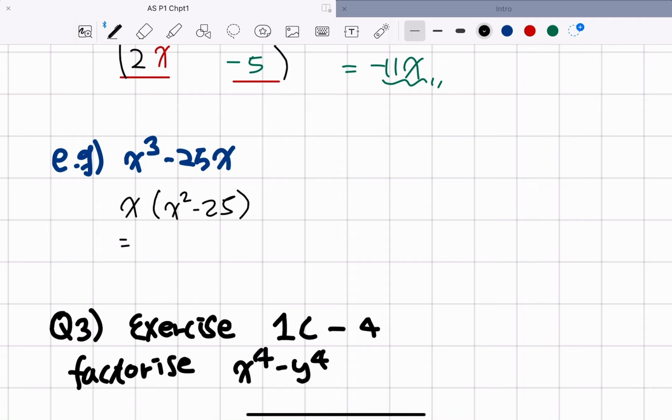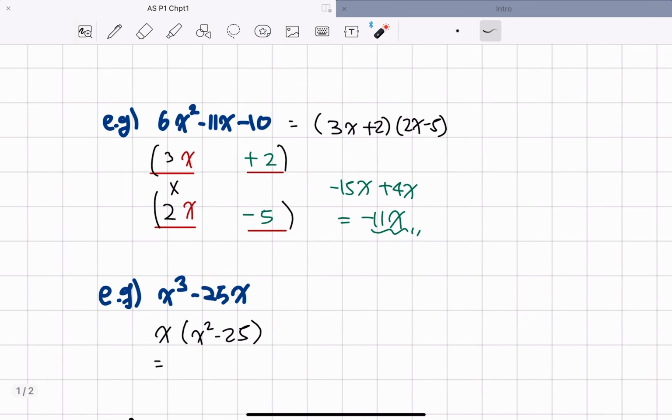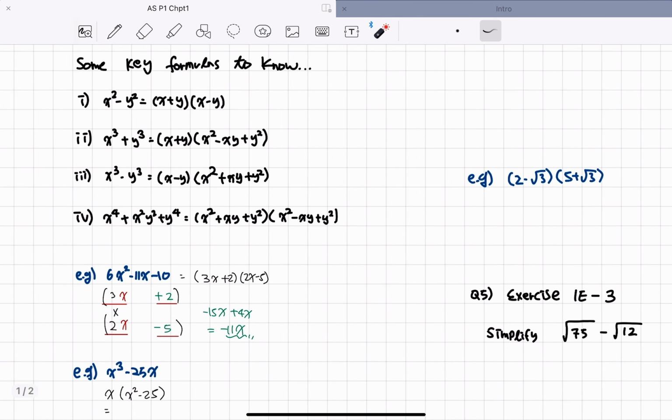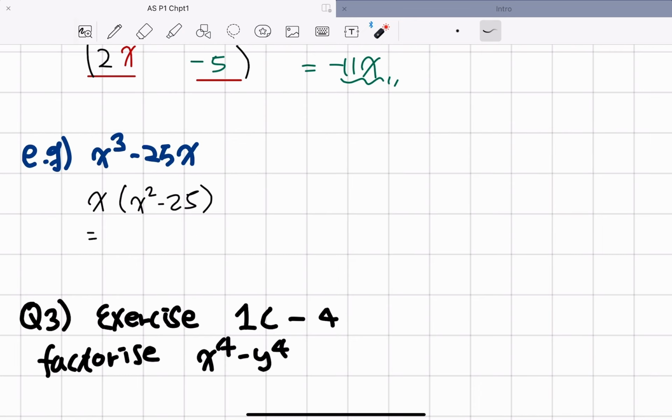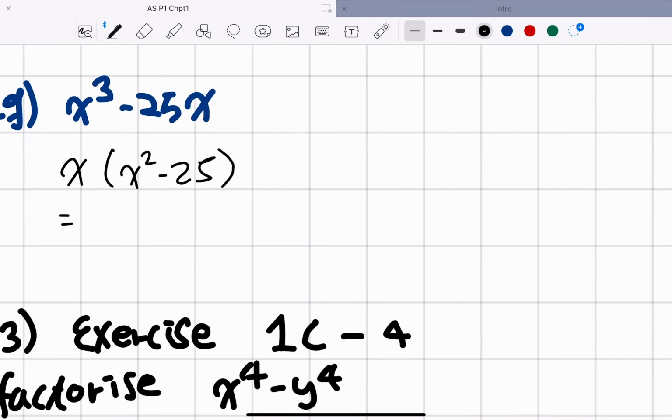And if we try to factorize, because we can factorize this one, right? And for this one, you can just use the first formula, which is x squared minus y squared. So if we factorize, then it's x times x plus 5 times x minus 5.